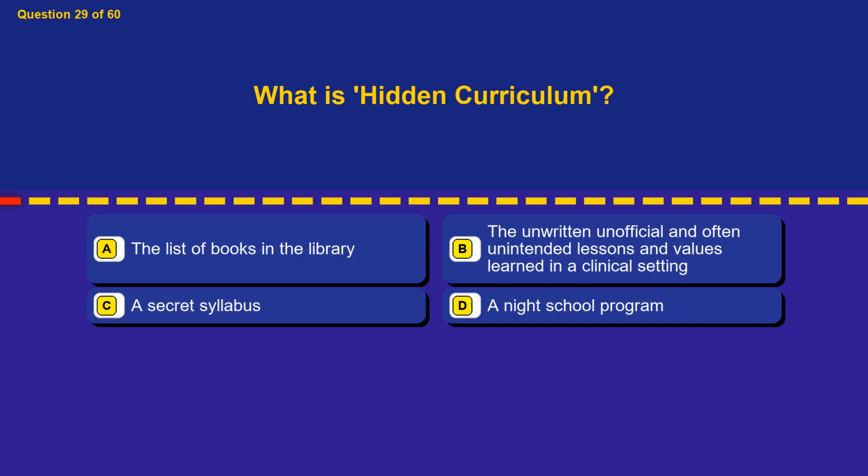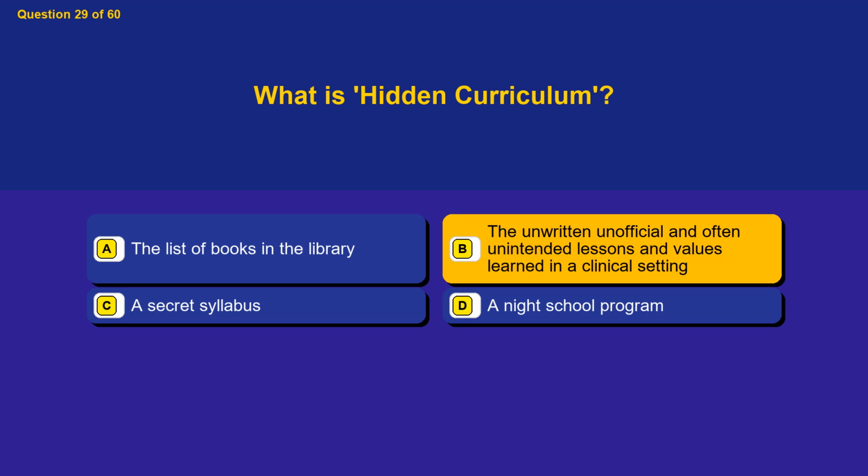Question 29. What is hidden curriculum? Option A, the list of books in the library. Option B, the unwritten, unofficial, and often unintended lessons and values learned in a clinical setting. Option C, a secret syllabus. Option D, a night school program.